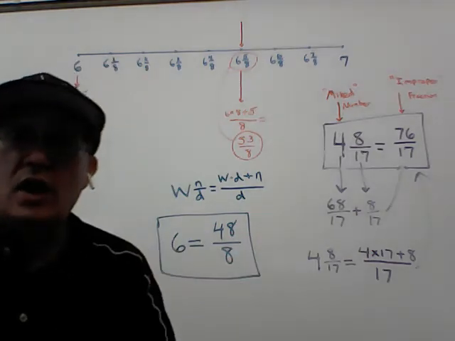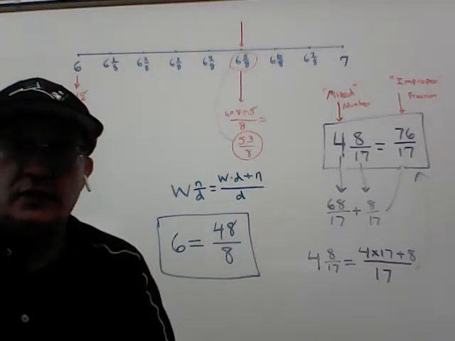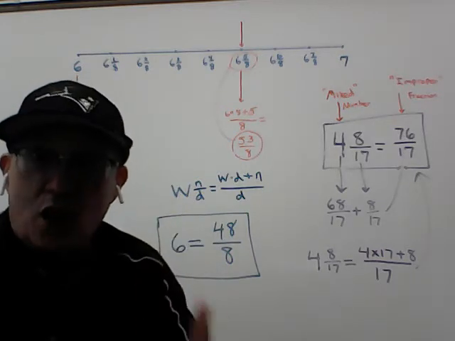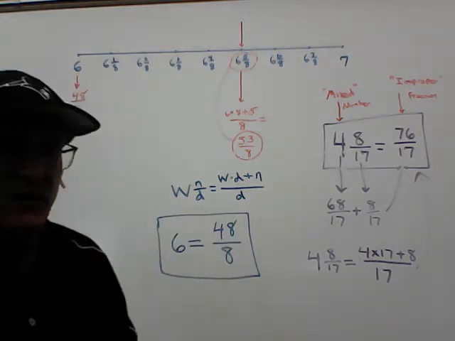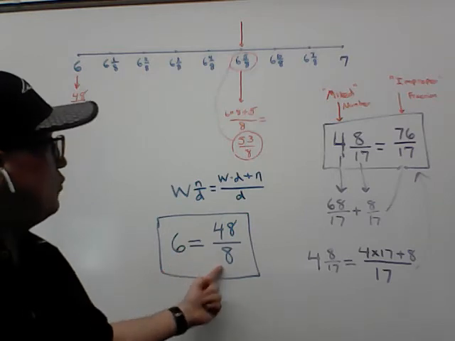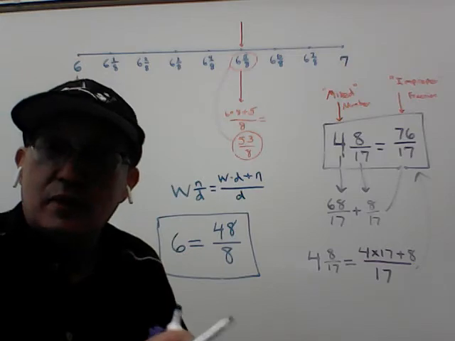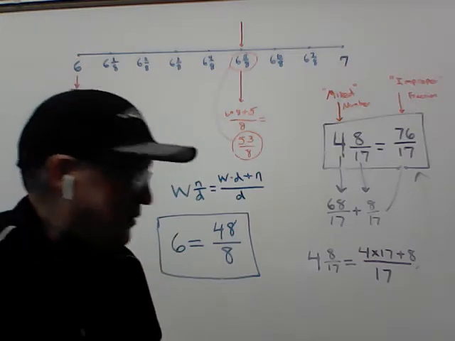And it's very logical. Makes perfect sense. Why is 6 and 5/8 53/8? Because the whole number 6 all by itself is 48/8. The whole number 6 is 48/8. We have 5 more eighths. 48/8 plus 5/8 is 53/8.